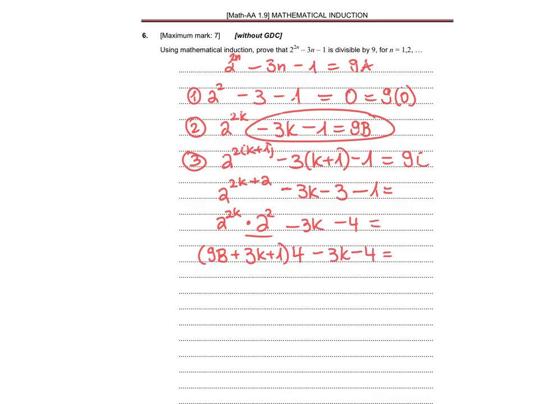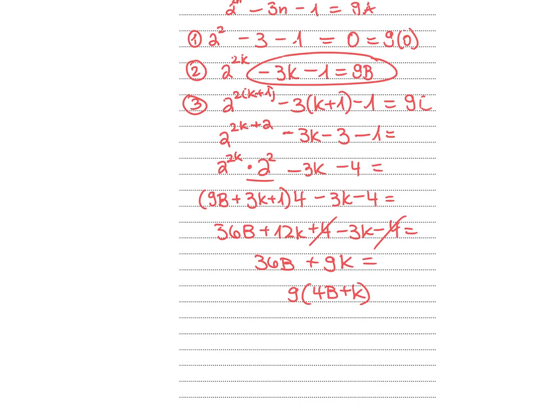So distributing, we've got 36b plus 12k plus 4 minus 3k minus 4. The 4's go away. We've got 36b plus 9k. And we can rewrite that as 9 times 4b plus k. So that is a multiple of 9. So we've shown it's true for n equals k plus 1. And don't forget step 4.